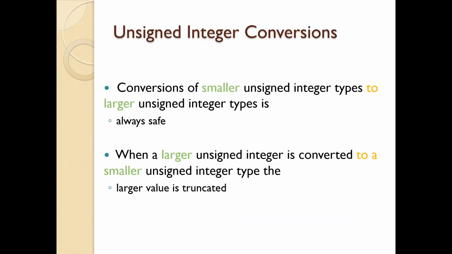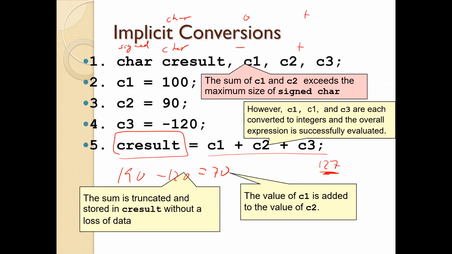Make sense? Okay, great. So now, integer conversions. Here are the rules in C++: conversion of smaller unsigned integer types to larger unsigned integer types is always safe, so no problem. When a larger unsigned integer is converted to a smaller unsigned integer type, the larger value may be truncated, and that's where it results, as was said before, in loss of data.